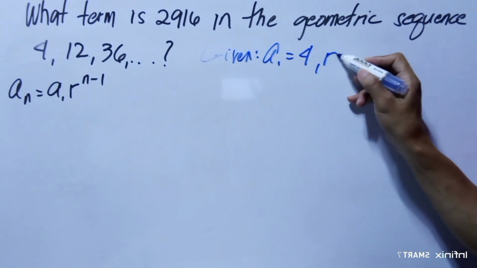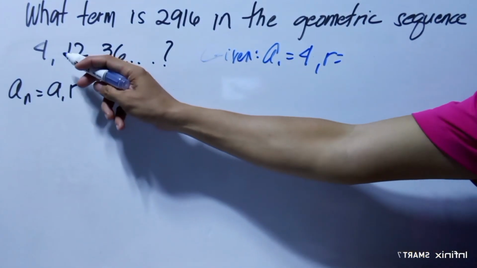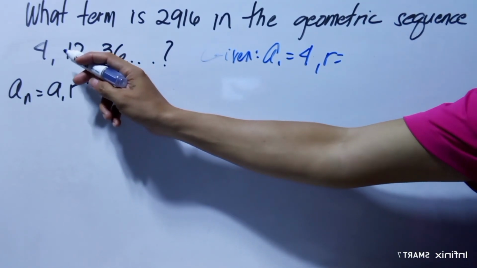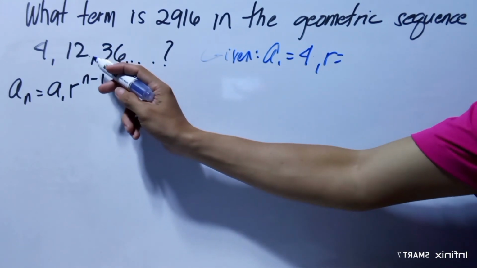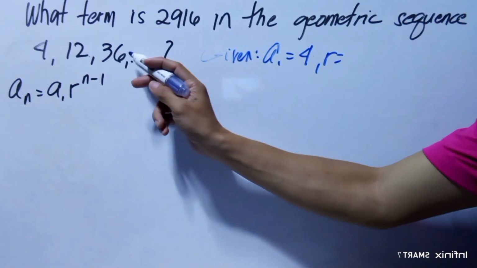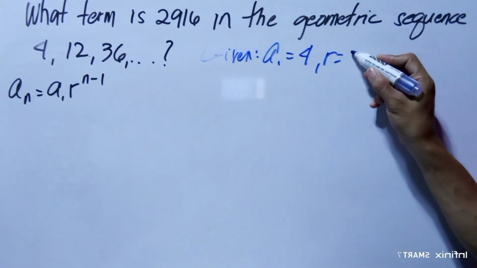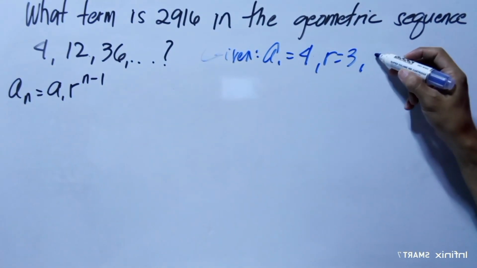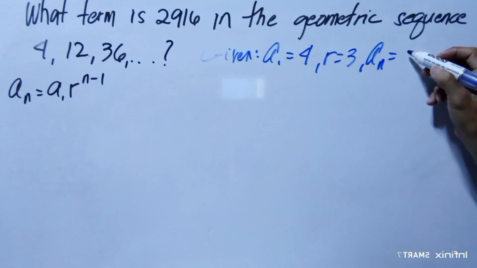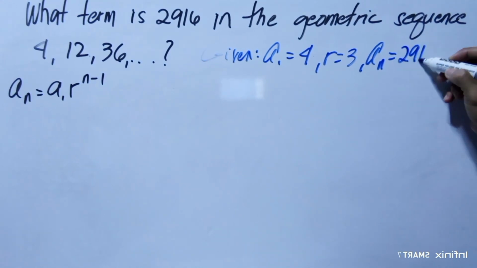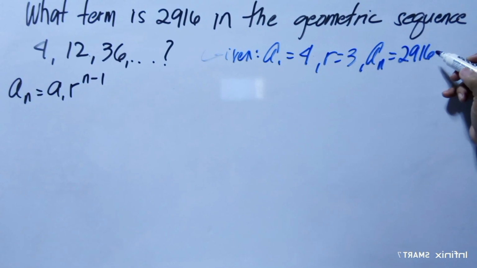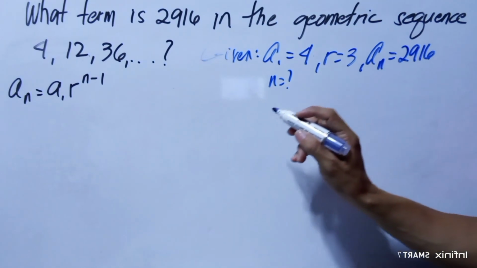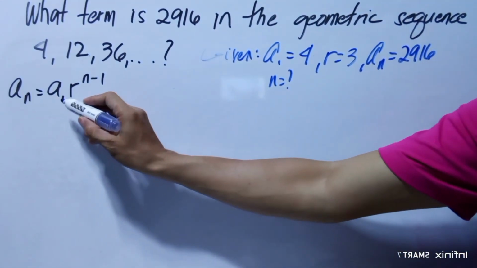Okay? Tapos yung common ratio natin, okay, so from 4, multiply natin, ano yung i-multiply natin para magiging 12? So we have to multiply it by 3. 4 times 3, 12. Then 12 times 3 is 36. So therefore, yung common ratio natin is 3. Okay? Tapos, yung a sub n is 2,916. Okay? So, hanapin natin yung n. Hindi natin alam yan. So, from this formula, substitute natin yan.